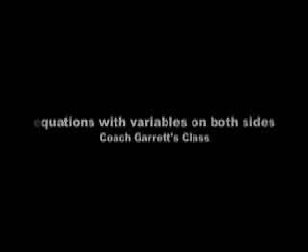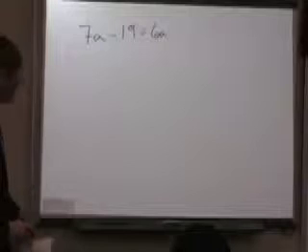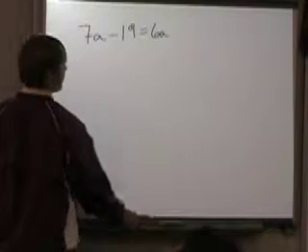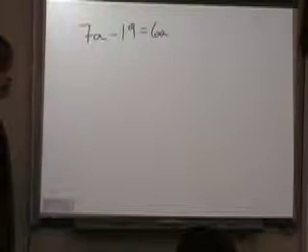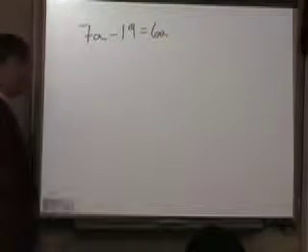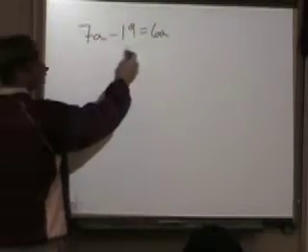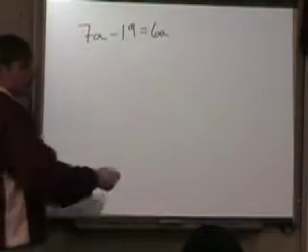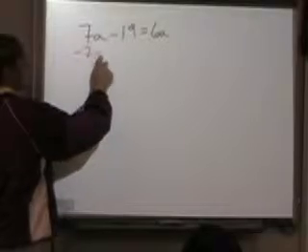Alright, we got a couple equations with variables on both sides. How do we work this first one? LA, what will we do first? Add 19 on both sides. No, that wouldn't help you any. Remember, you got to get a like term to the other side. What would you do, Danica? Subtract 7a on both sides.